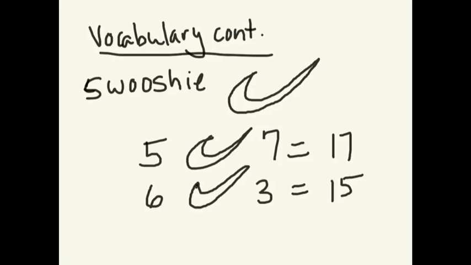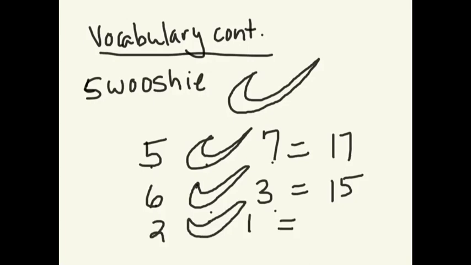A swooshy has the symbol like a Nike sign, and if you do 5 swooshy 7, you get 17. 6 swooshy 3, you get 15. Can anybody figure out what it is I'm doing? Take a moment, pause me if you need to. All right, here's the swooshy rule.